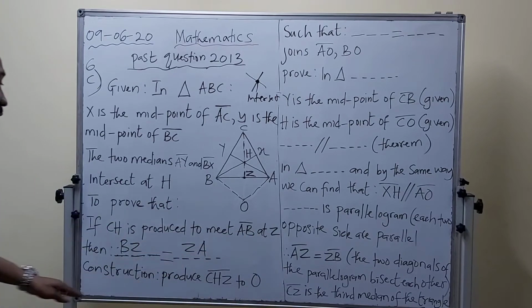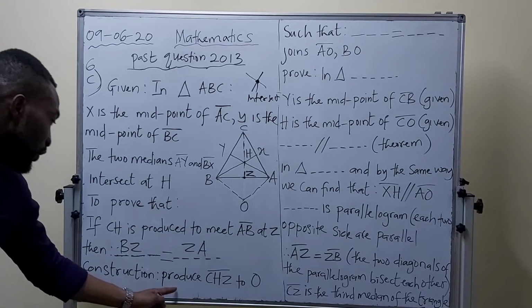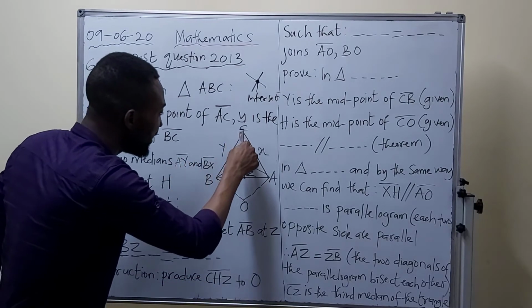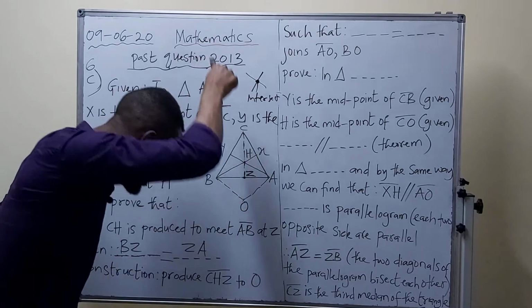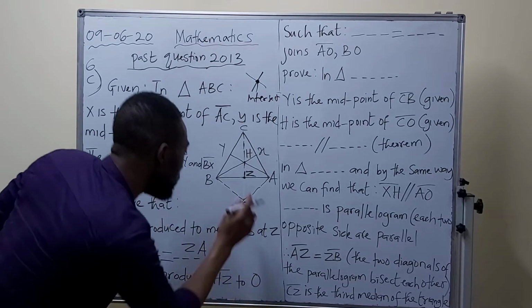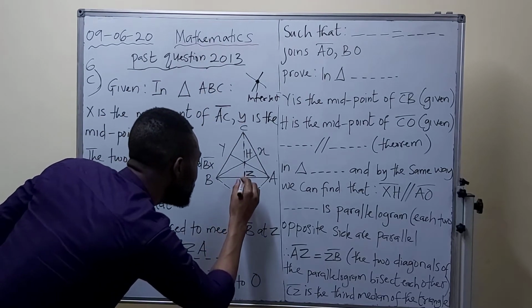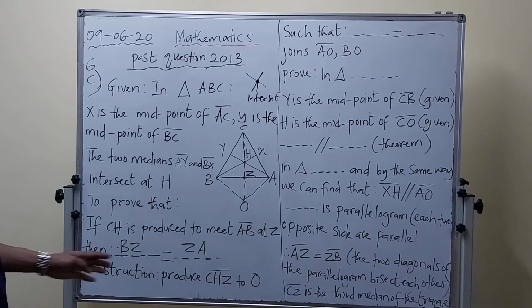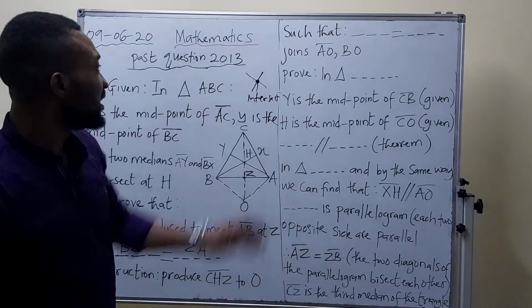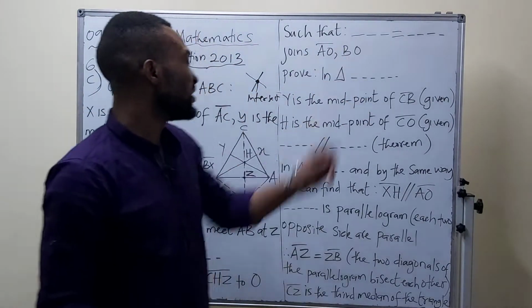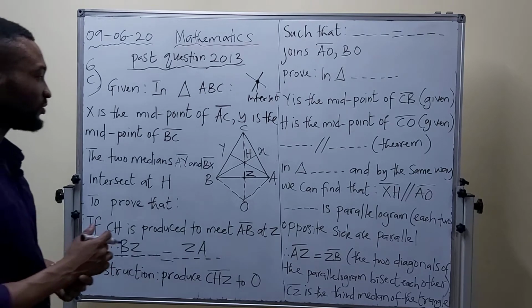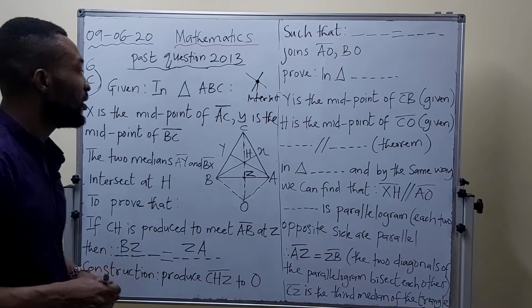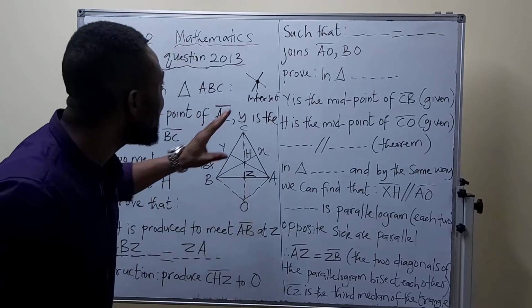So now they say construction: produce line CHZ to O. This is O. Then we produce it like this, then it's at O, such that dash equal to dash. You have to be very careful here, because if you are not careful enough, you can pick the wrong alphabet. Such that dash equal to dash.